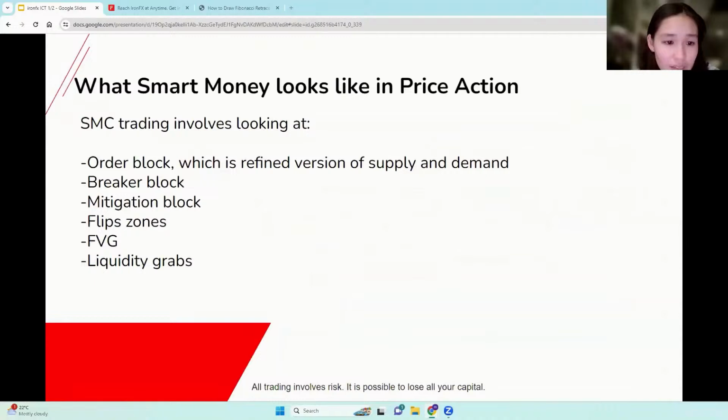Now let's look at what smart money looks like in price action. SMC trading involves looking at order blocks, which are a refined version of supply and demand of an asset, and then your breaker blocks or mitigation blocks. This is what is traditionally called your support and resistance flip zones. Then your FVGs, which are imbalances in the market, so when demand outpaces supply or vice versa. And lastly, your liquidity gaps, which we went through before, are the areas in which there is a support level or a resistance level.